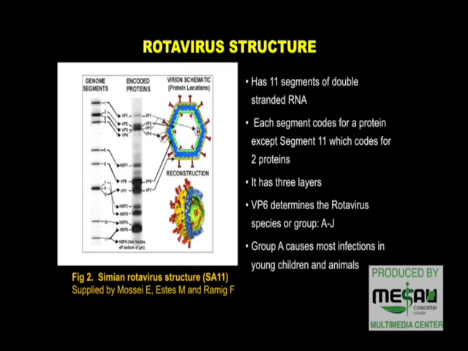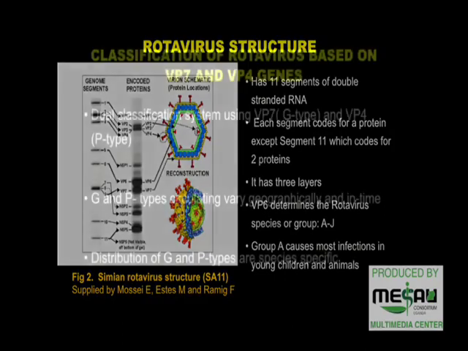The rotavirus is made up of three layers. What you need to notice is the middle layer, which is the VP6, which is used in the classification of rotaviruses. So far they have described groups A to J, and the most common cause of infections is group A, and that is what we have studied in this study. Also to note is the outer layer, where these spikes are VP4, and this is VP7. These are used in the classification of rotaviruses.